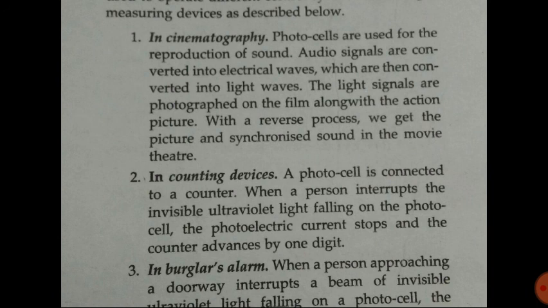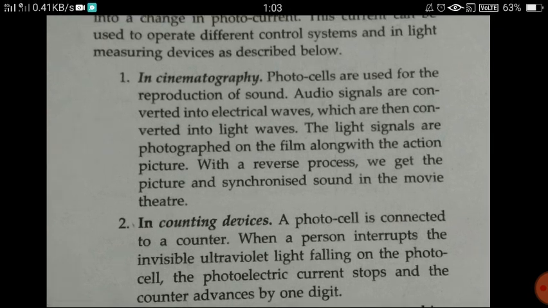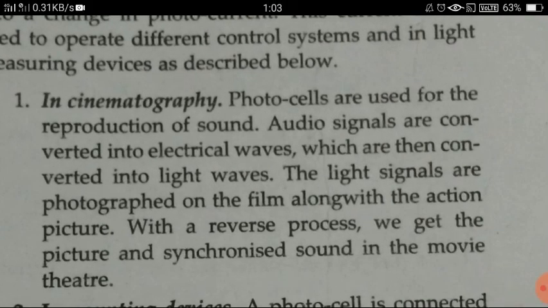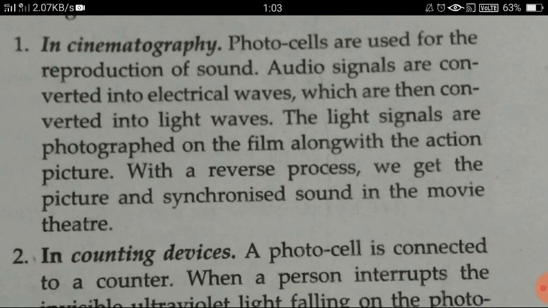Whatever audio signals are there in any video, they are actually electrical waves. So here we can read it. Photocells are used for the reproduction of sound. Audio signals are converted into electrical waves, which are then converted into light waves. The light signals are photographed on the film along with the action picture. With the reverse process, we get the picture and synchronized sound in the movie theater.